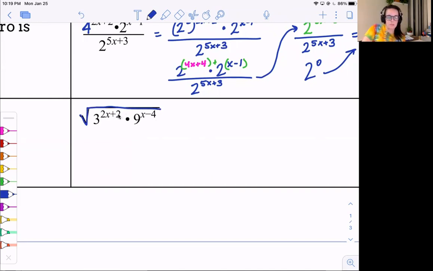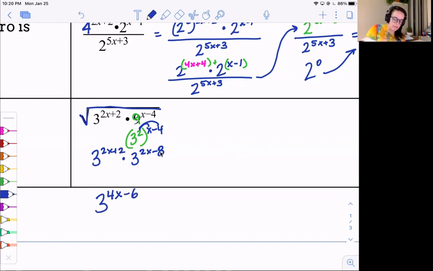So 3 to the power of 2x plus 2, how much can I do there? I can't automatically combine these because they don't have the same base. So I'm going to turn the 9 into 3 squared. I still have the x minus 4 from before. So this is 3 to the power of 2x minus 8, like so. And then I also have 3 to the 2x plus 2 still here. Now that they have the same base, I can combine them. So I have 3 to the 2x plus 2x, which is 4x. 2 plus negative 8 would be negative 6.